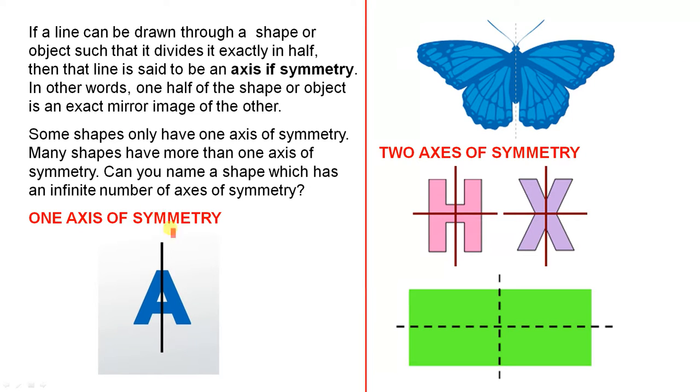Here's an example of one axis of symmetry, the letter A. That's the only line which divides that letter in half, where one half is a mirror image of the other. In a similar fashion, we have the butterfly here, and that's the same thing, one axis of symmetry. Two axes of symmetry occur in each of these two letters here, and two axes of symmetry for the humble rectangle.